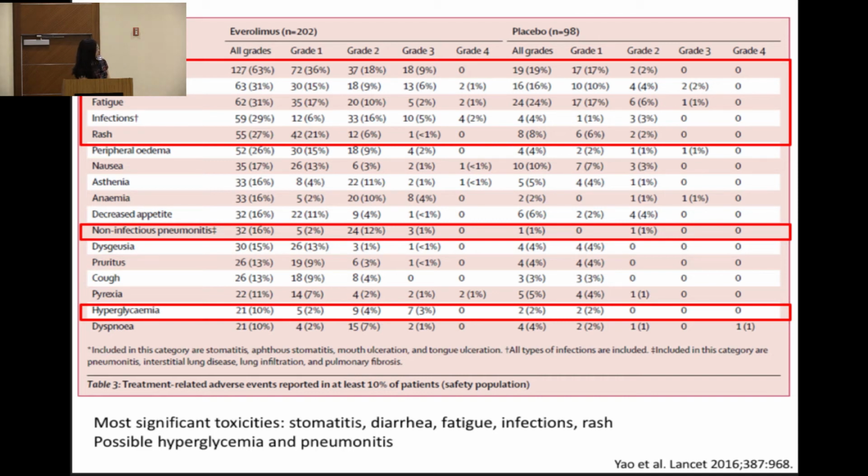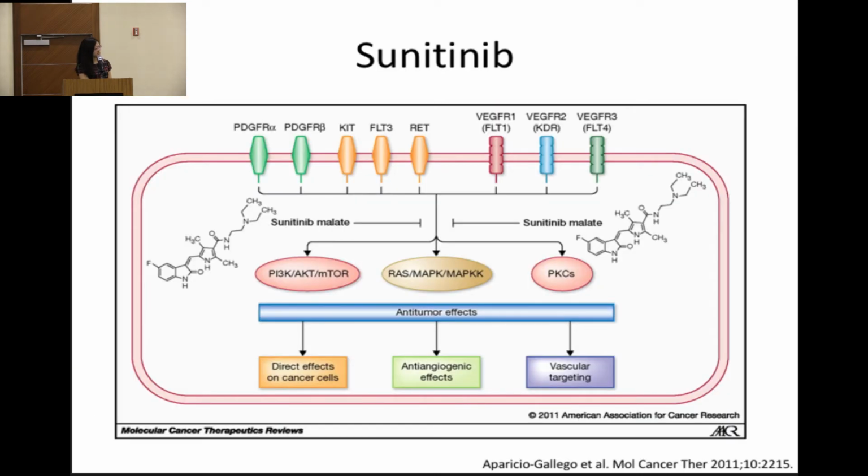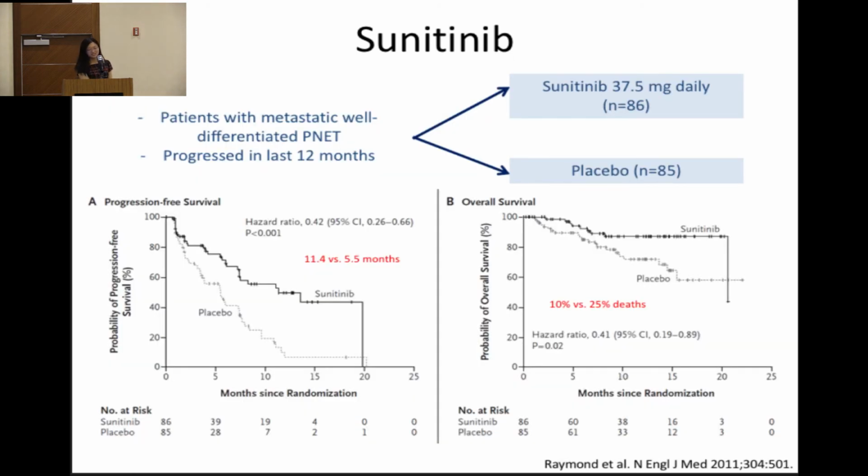And there's a low risk of causing pneumonitis or inflammation of the lungs, as well as hyperglycemia or high blood sugar. Sunitinib is the other target therapy that is available now, and it is a multi-kinase inhibitor that targets several receptors listed here. So this was studied in PNETs, where patients were randomized to sunitinib versus placebo, and this, as you can tell by the curves, there was a significant improvement in overall survival and progression-free survival.